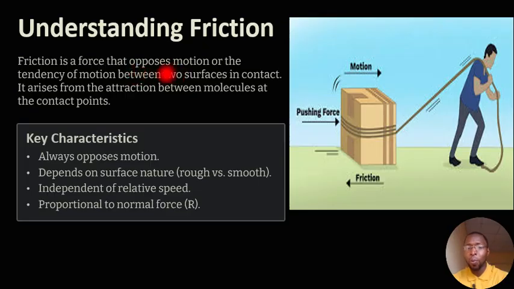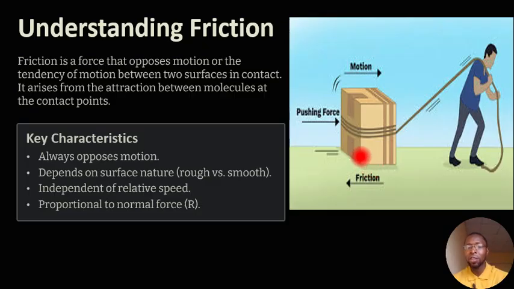So it's a force that opposes motion, as you could see here, or tends to oppose motion between two surfaces in contact. What are the surfaces now? The surfaces here are the ground surface and the object surface having contact with each other. So it is this friction that is preventing the motion between them.